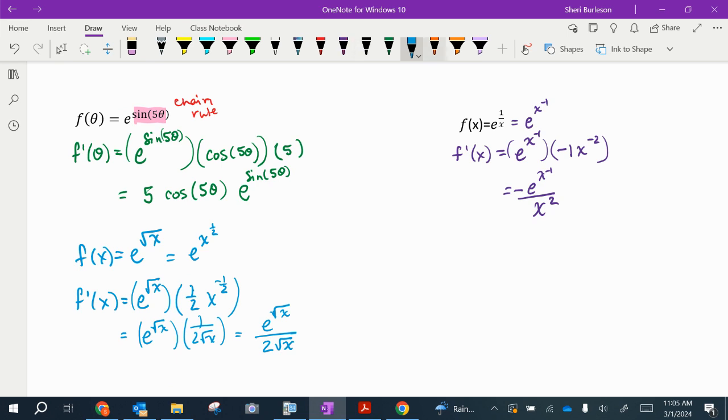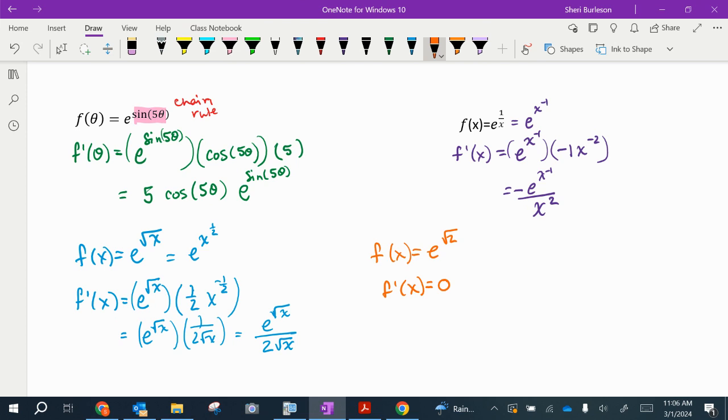Here's where some kids get confused. What if I said f of x was e to the square root of 2? What is f prime of x? Well, this function is a constant function. It does not have a variable in it. And so the derivative of a constant is 0.